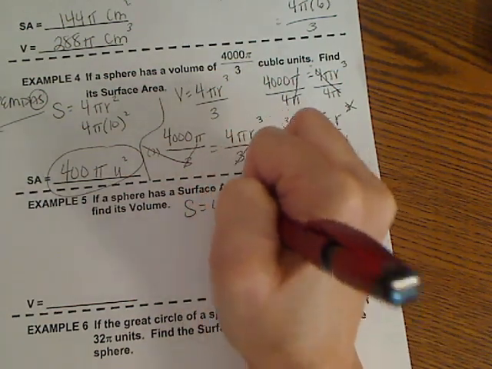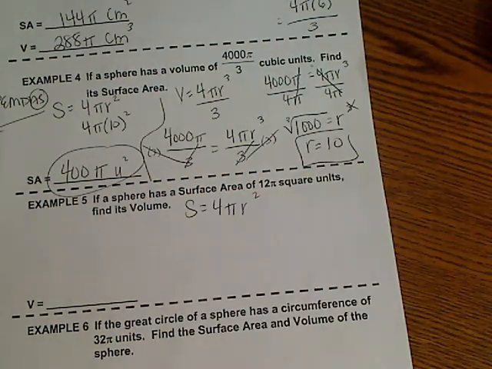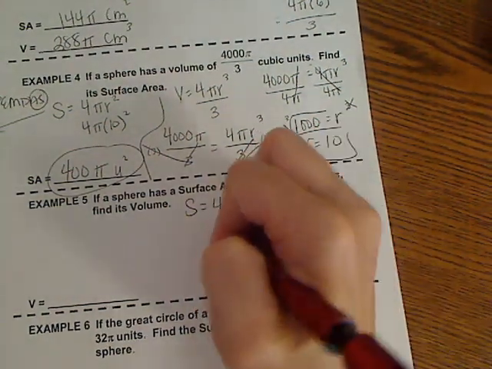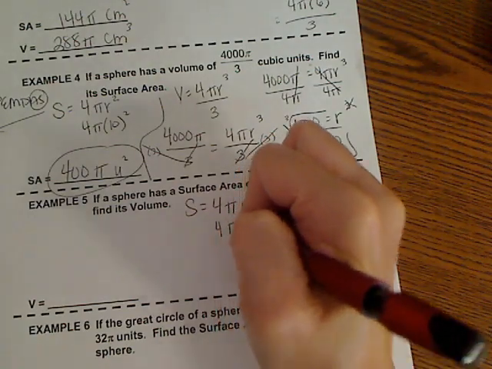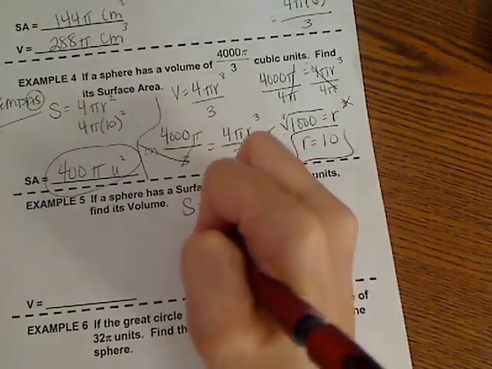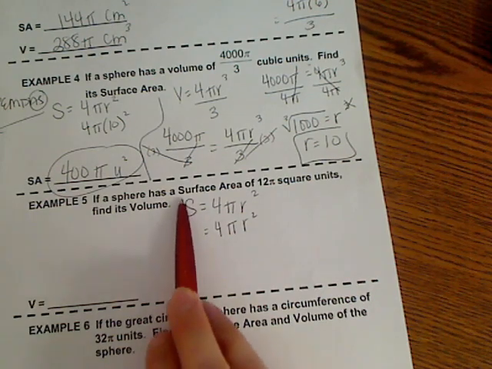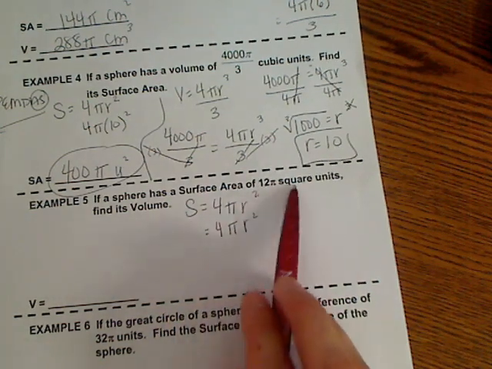4 pi r squared. It is a sphere, which we know we're going to use that formula, which all of this is sphere today. So that's going to be 4 times pi. We don't have the radius, but we do have the surface area, right? That's going to go underneath S. Y'all agree? Okay, so we have the surface area of 12 pi.